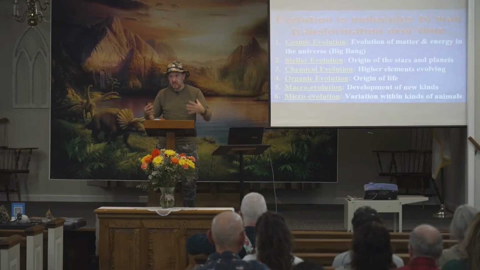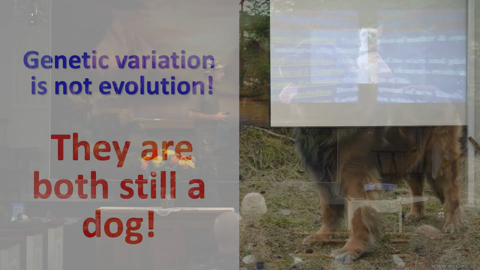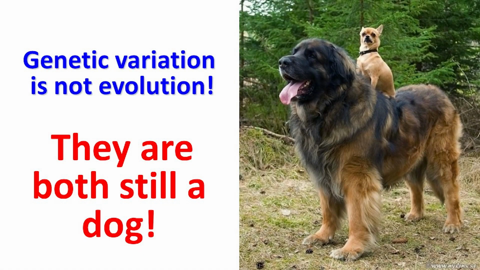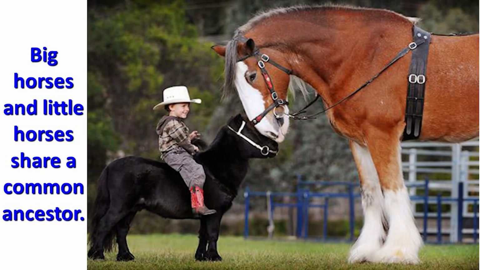Now, of all these different types of evolution, only one has ever been observed. Which one is it? The variation. I don't even like to call it evolution. It's been observed long before Charles Darwin came along. But this variation, this built-in capacity that God built into all organisms in their populations to vary and change. So, for example, we've got really big dogs and really little dogs. They're both still dogs, right? We've got big horses and little horses. And both evolutionists and creationists agree they did share a common ancestor, and it was a horse.